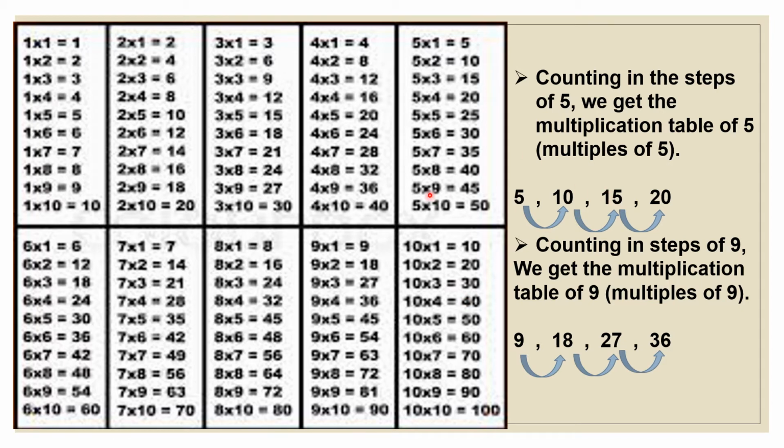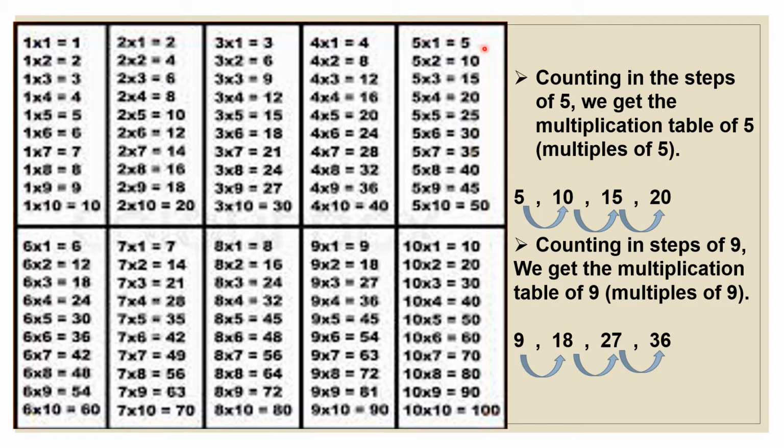Here you can see what multiplication actually means. For example, counting in steps of 5, we get the multiplication table of 5. Let's look at the table of 5. 5 ones are 5, 5 twos are 10, 5 threes are 15, 5 fours are 20. What is the pattern that is being followed here? 5 plus 5 is 10, plus 5 is 15, plus 5 is 20, plus 5 is 25, plus 5 is 30, plus 5 is 35, plus 5 is 40.